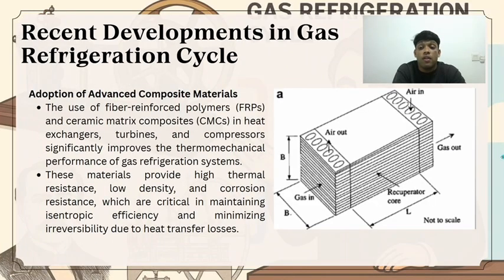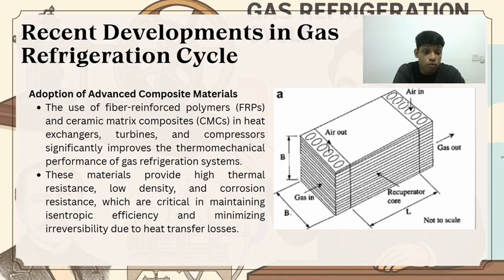For the second one, the adoption of advanced composite materials. The use of fiber-reinforced polymers, FRPs, and ceramic matrix composites, CMCs, in heat exchangers, turbines, and compressors significantly improves the thermomechanical performance of gas refrigeration systems. These materials provide high thermal resistance, low density, and corrosion resistance, which are critical in maintaining isentropic efficiency and minimizing irreversibility due to heat transfer losses.